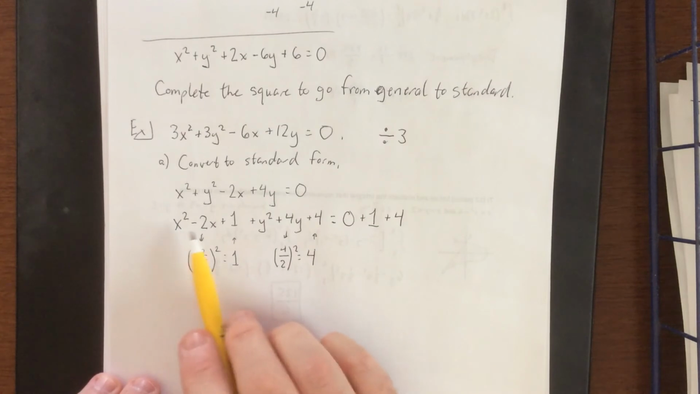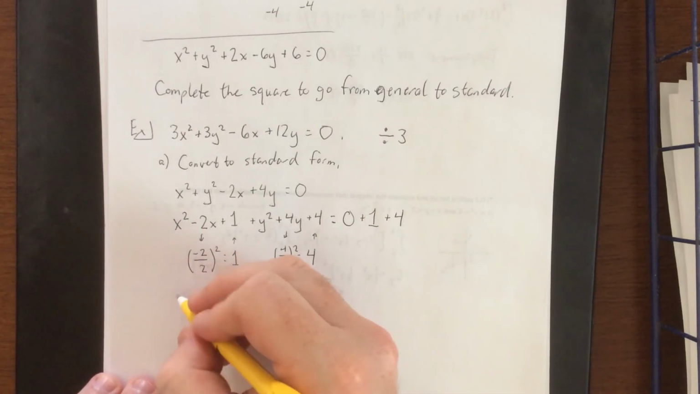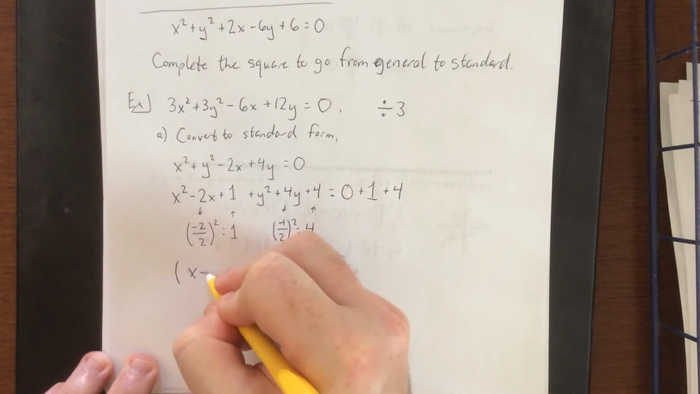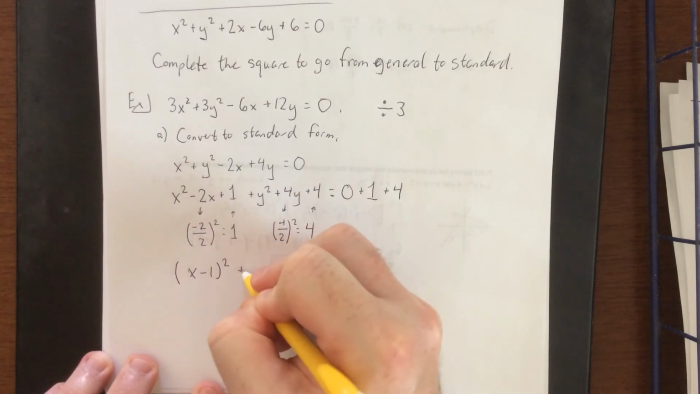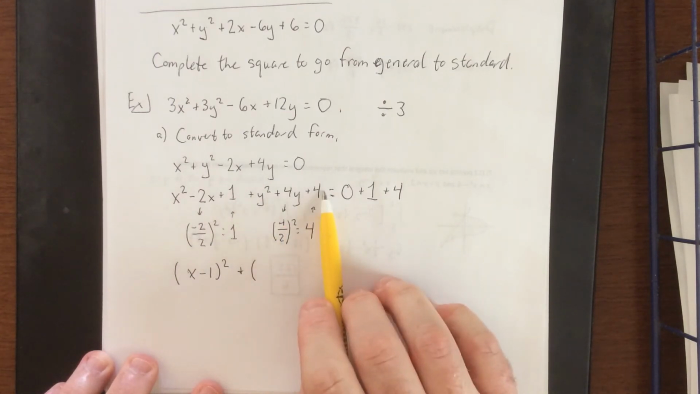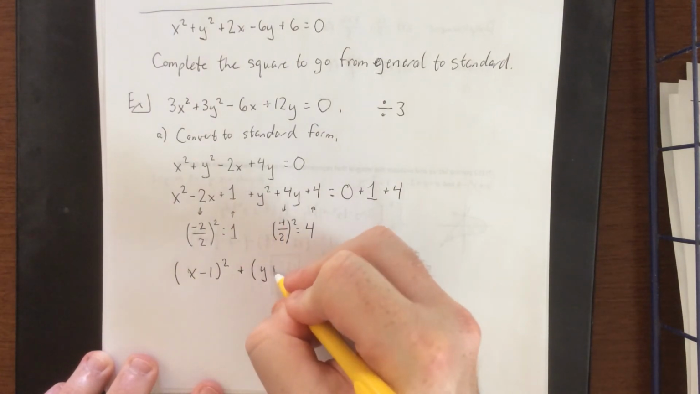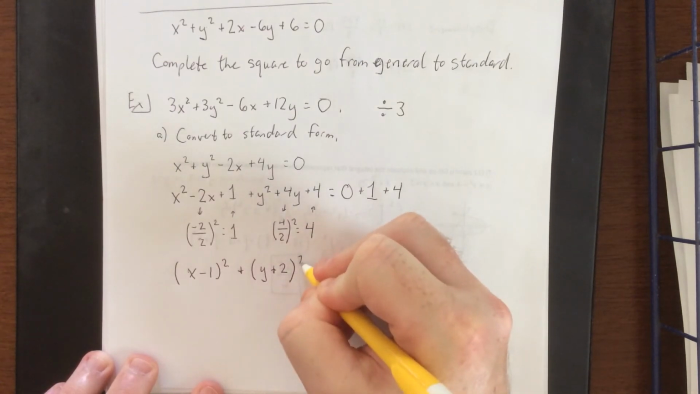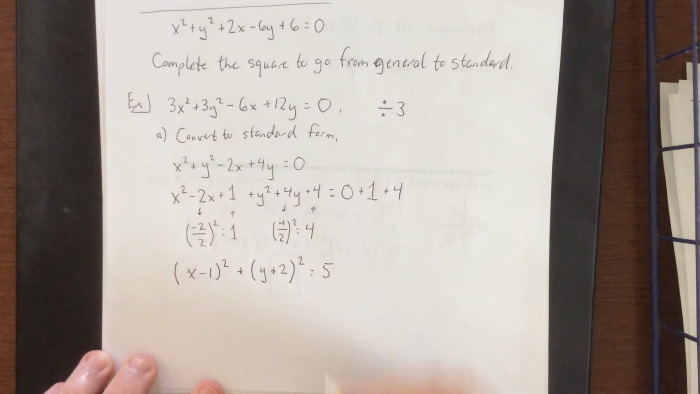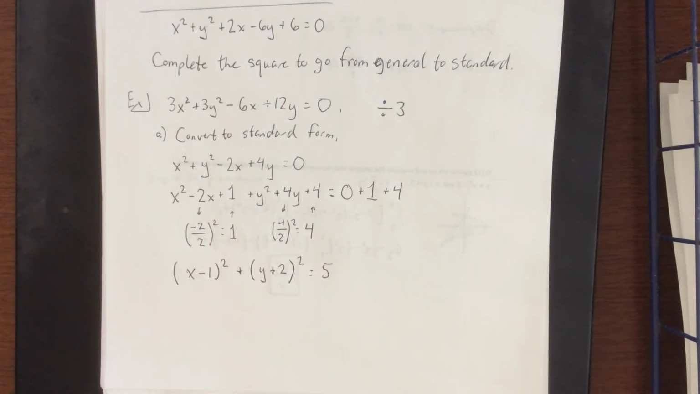Now that means that x squared minus 2x plus 1 can now be factored as a completed square. Specifically, that would be (x - 1) squared. For the y terms, we have y squared plus 4y plus 4, that completed square would be (y + 2) squared. That's all equal to, on the right-hand side, 5.